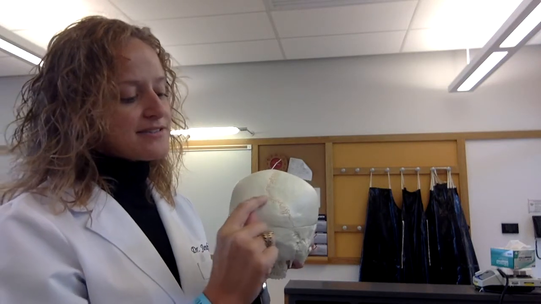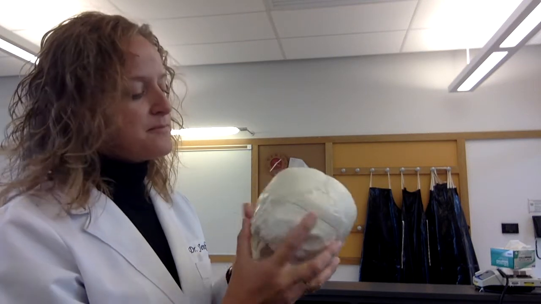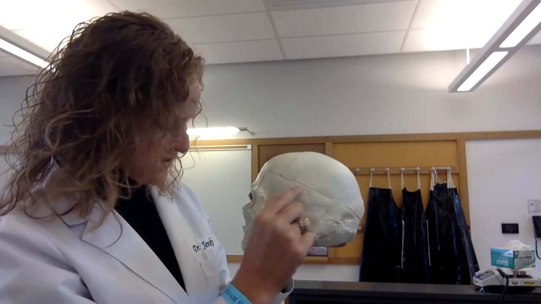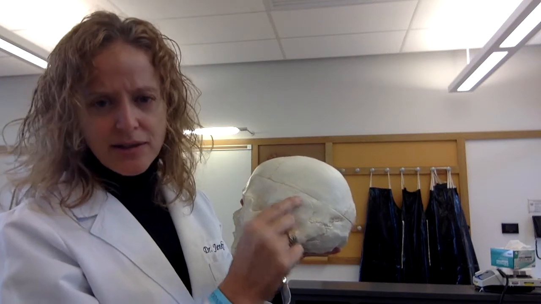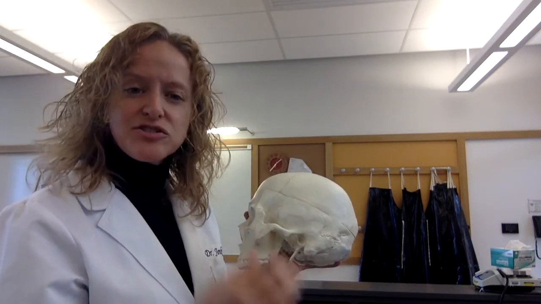The back one is the lambdoidal suture, which separates the parietal from the occipital. And on the side is the squamous, or sometimes you'll see it called squamosal. Either way, squamous or squamosal is on the side. That's how I remember it, S for side.